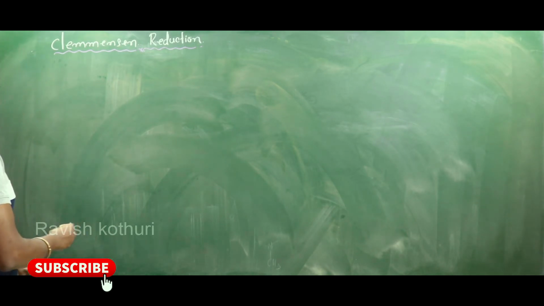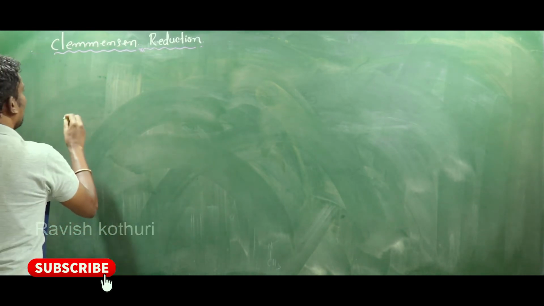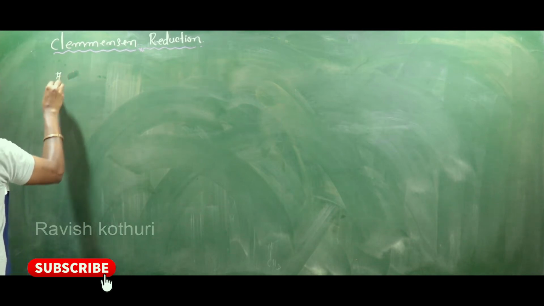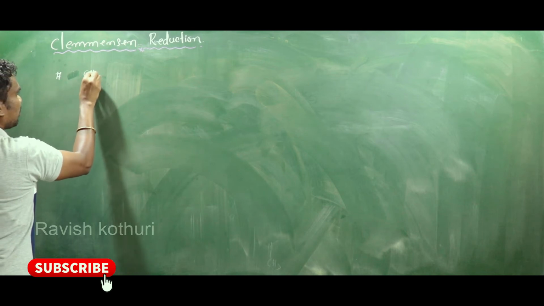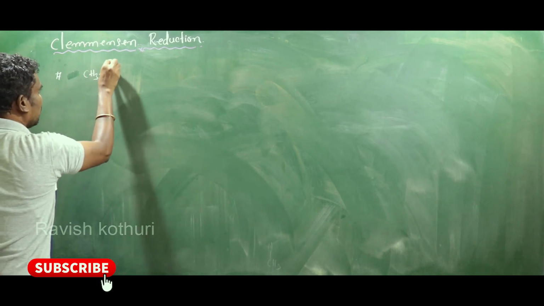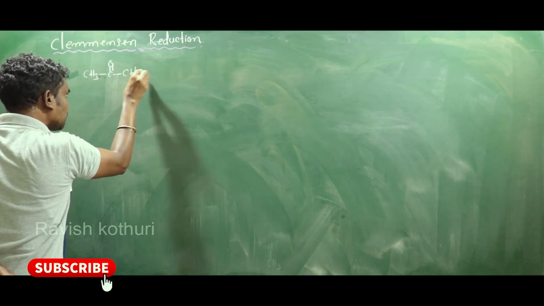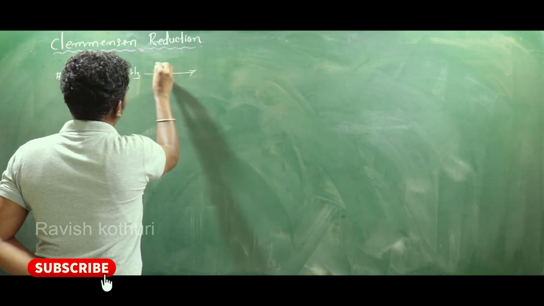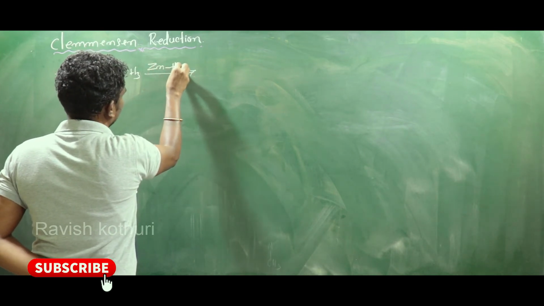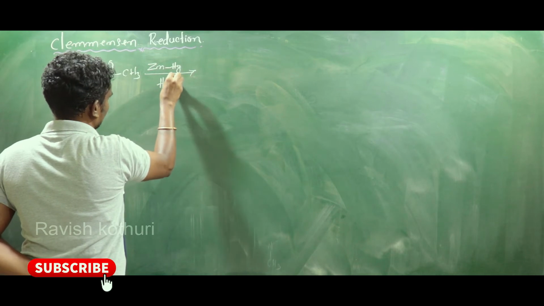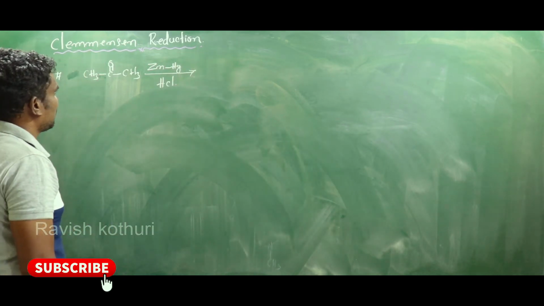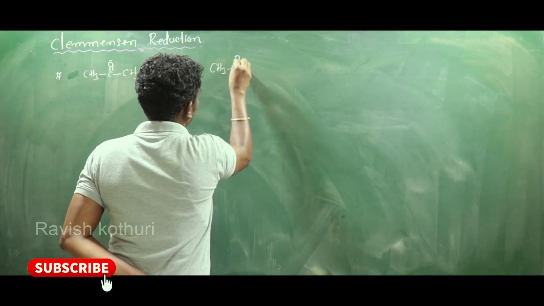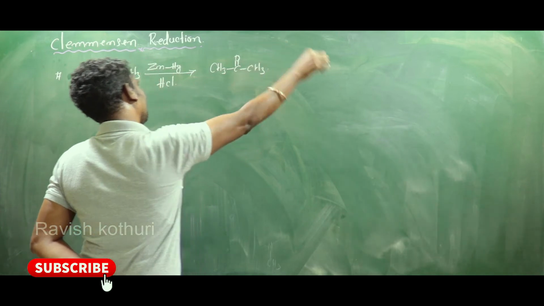See, I'm taking the ketone, right? First, reaction, see, my dears. Observe carefully. CH3, C double bond O, CH3, right? Added zinc amalgam and HCl, right? What is the product? The product is CH3, C double bond, CH3, right?